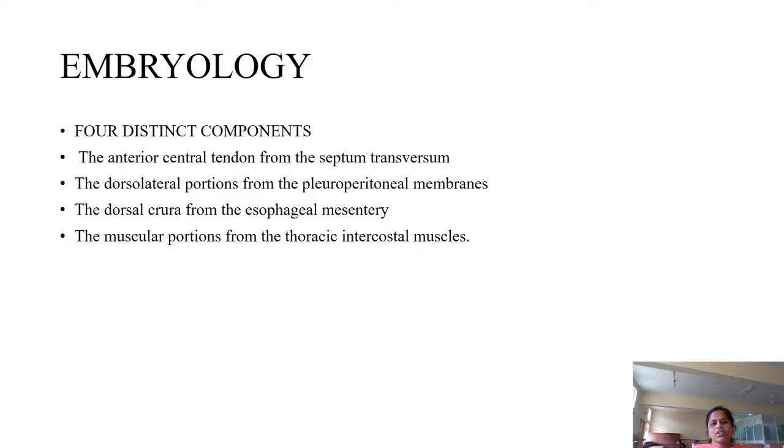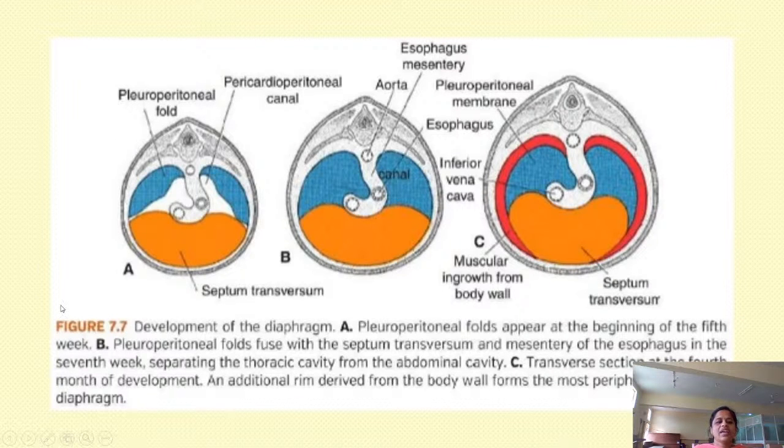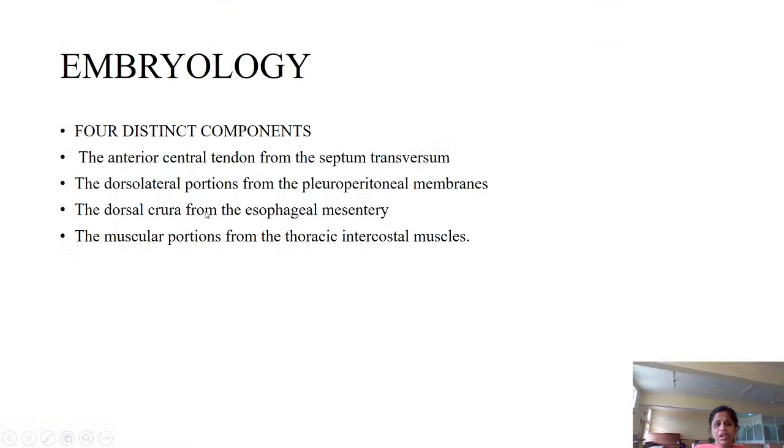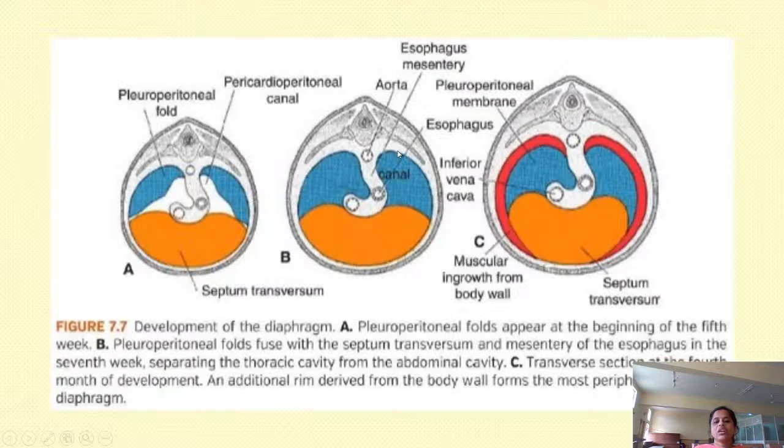There are four distinct components for the development. So you can see here, this is the anterior tendons that is going to arise from the septum transversum. This is the dorsolateral part arising from the pleuroperitoneal canals. This is the dorsal part that is going to arise from the esophageal mesentery, and the muscular portions are later on contributed by the thoracic muscles. So all these put together form the diaphragm.